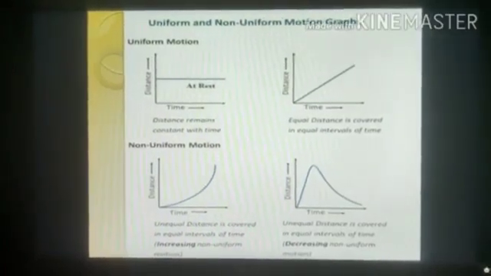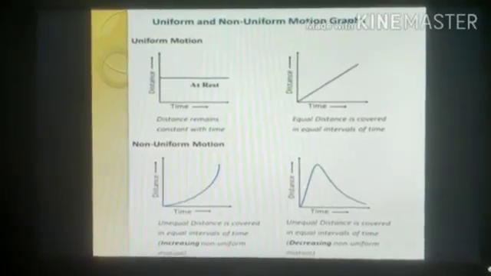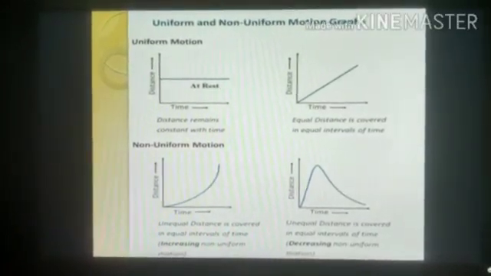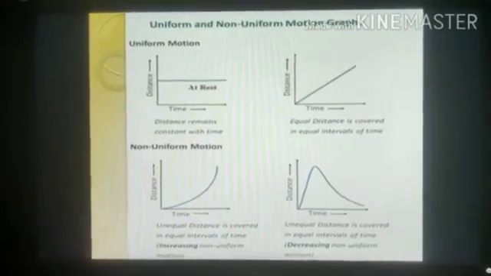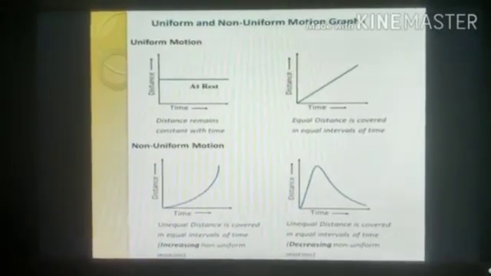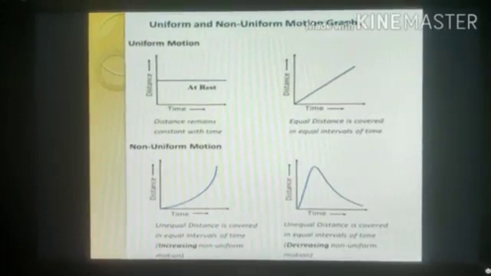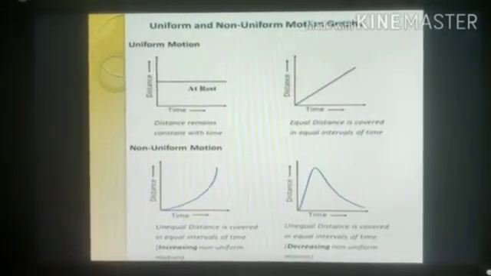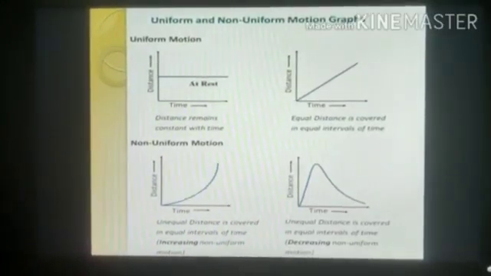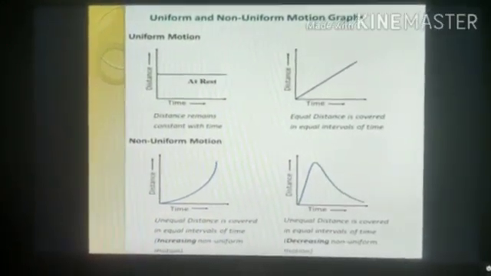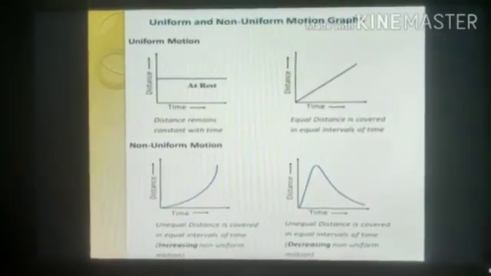Suppose you are traveling on a bike or a car and you are hungry, and you stop your vehicle for a few minutes to fill your tummy. The time is moving but the vehicle is at rest position. This graph represents rest. And the next uniform motion graph, distance is on the y-axis and time is on the x-axis, and the graph is moving in a linear pattern. This denotes uniform motion.